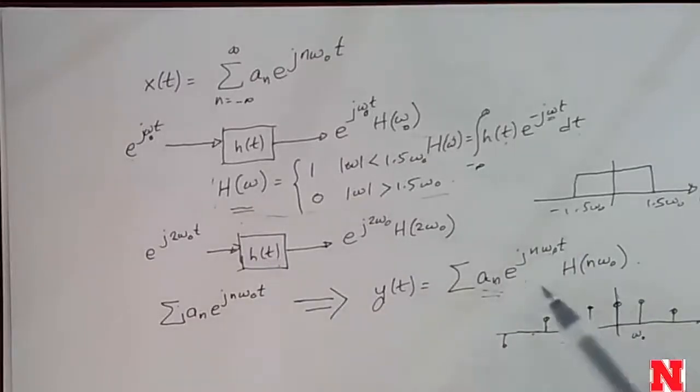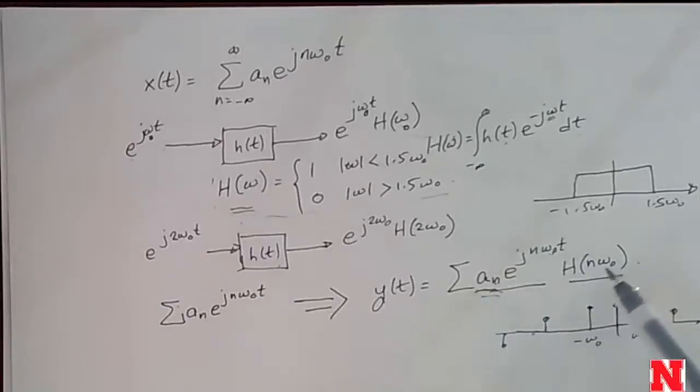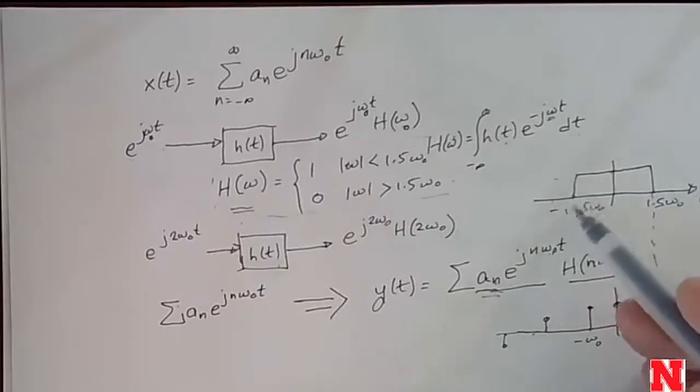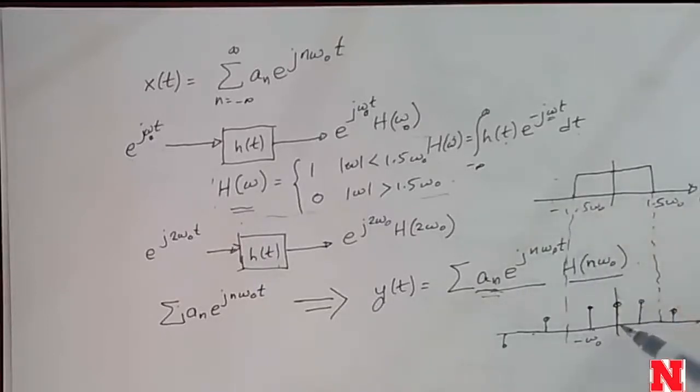Each component here gets multiplied by the transfer function evaluated at that frequency. So a0 will get multiplied by the value of H of omega at 0. a1 will get multiplied by the value of the transfer function at omega naught. a2 will get multiplied by the value of the transfer function at 2 omega naught, and so on. And as you can see, everything outside of these three coefficients, a sub minus 1, a0, and a1, is being multiplied by 0.